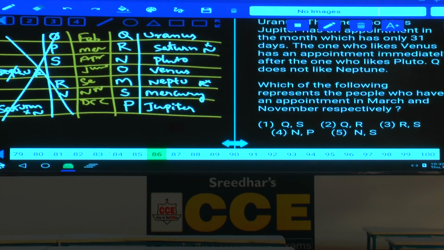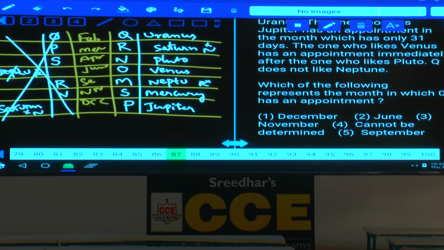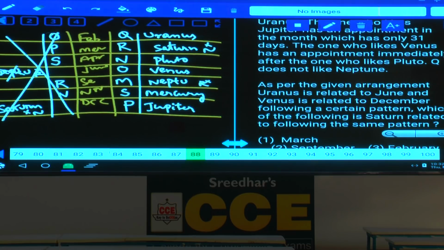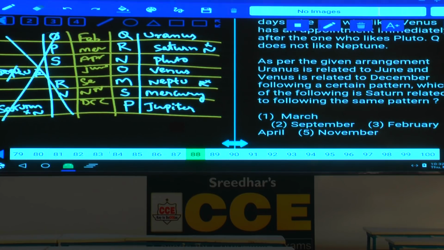Then in this one, which of the following represents the people who have an appointment in March and November respectively? March and November, R and S. Choice 3. Then question number 87. Which of the following represents the month in which O has an appointment? O has an appointment in the month of June. Choice 2.